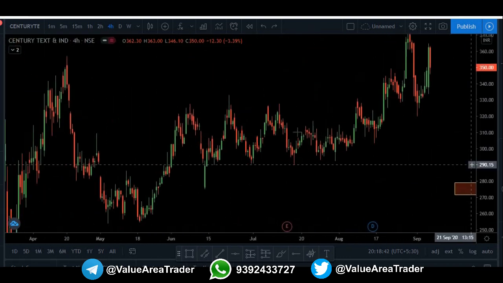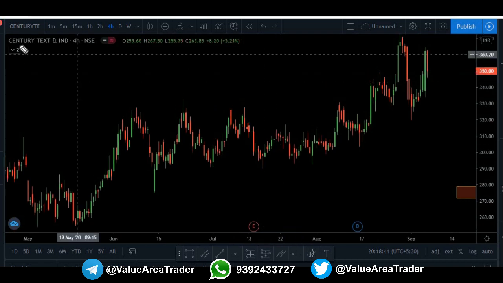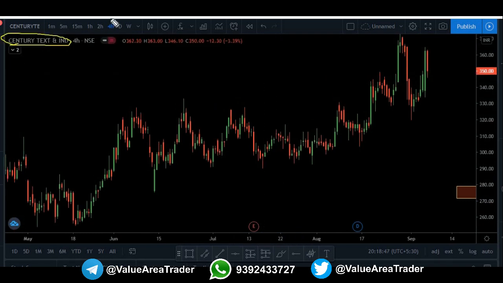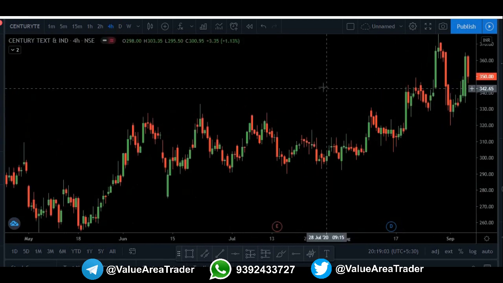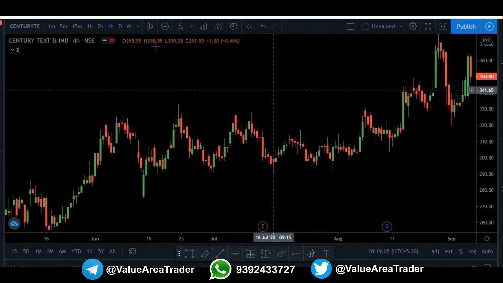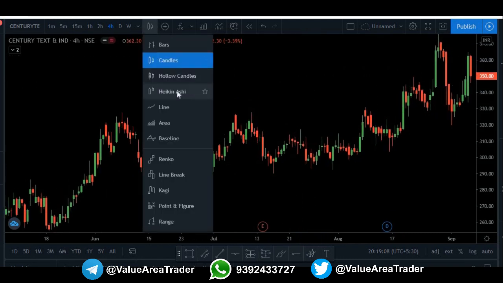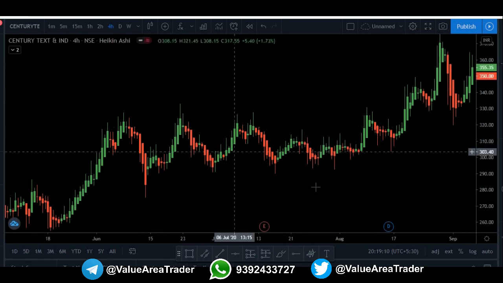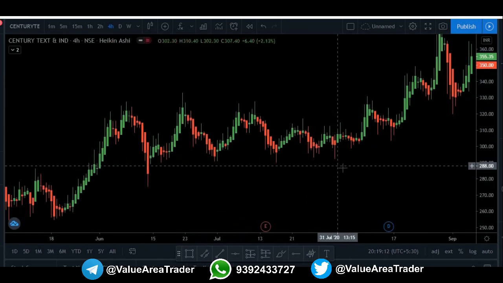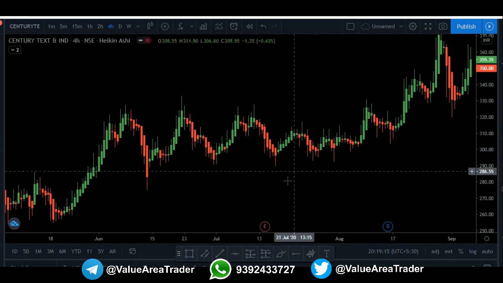So I have here the Century Tex stock, and as you can see, this is a 4-hour chart. So you should go to your chart, make it blank, just take a naked chart, don't put any indicators, nothing, just the naked chart, and go to the 4-hour time frame. Then to make it very easy for you to find the supply and demand zones, what you can do is change the candles to Heiken Ashi, which will make it very easy for you to find the supply and demand zones.